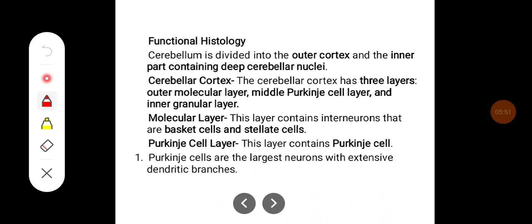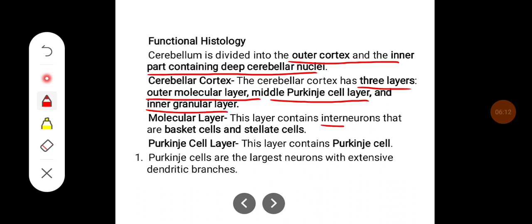Coming to functional histology, cerebellum is divided into outer cortex and inner part containing deep cerebellar nuclei. Cerebellar cortex has three layers: outer molecular layer, middle Purkinje cell layer, and inner granular layer. The molecular layer contains interneurons that are basket cells and stellate cells, and Purkinje layer contains Purkinje cells.